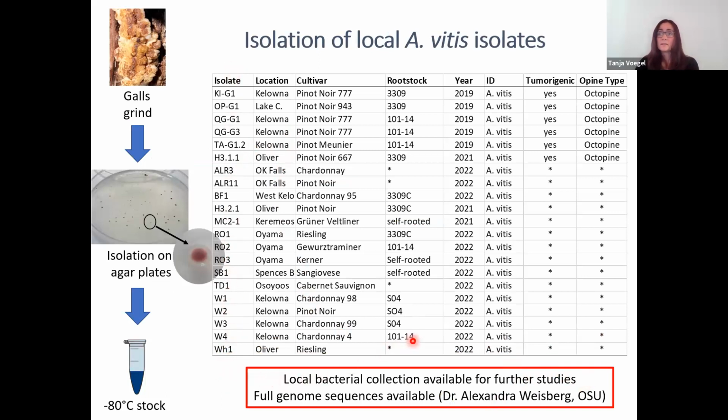They have all been sequenced, so we know they are Rhizobium vitis. And the first 6 have been inoculated into tomato and grapes, and we were able to generate symptoms. So we know that they are virulent. In addition, all of these samples have been sent to Dr. Alexandra Weisberg from Oregon State University, and she was able to sequence the genome from all of those strains.